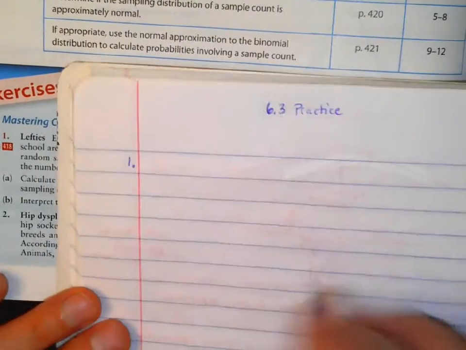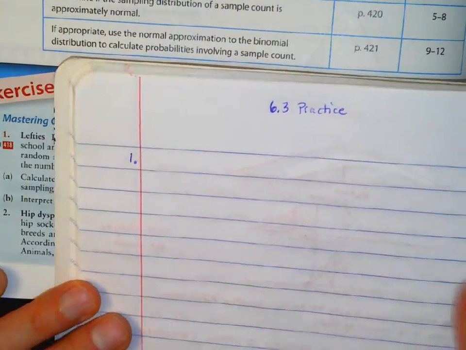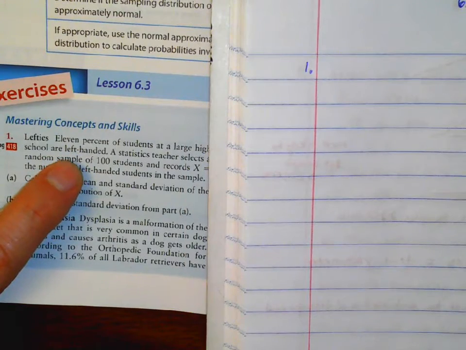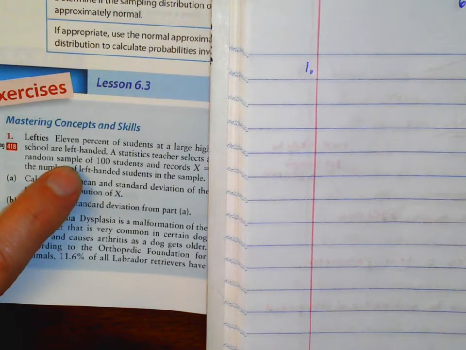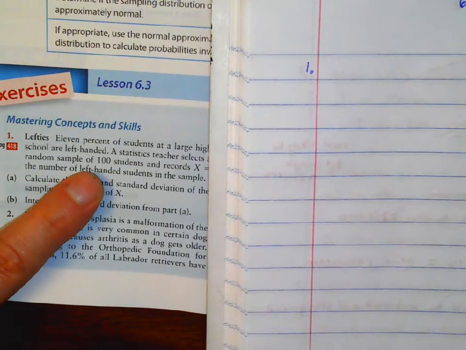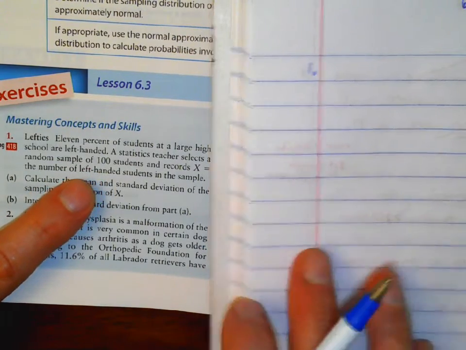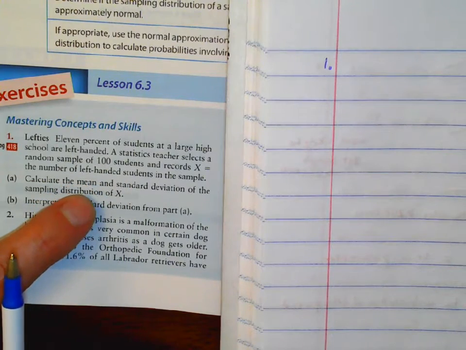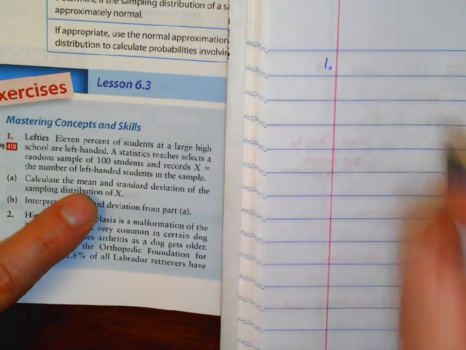This is the 6.3 practice answers. Number one, 11% of students at a large high school are left-handed. A teacher selects a random sample of 100 students in the school and records X, the number of students that are left-handed. Okay, so the mean and the standard deviation, what should I expect?